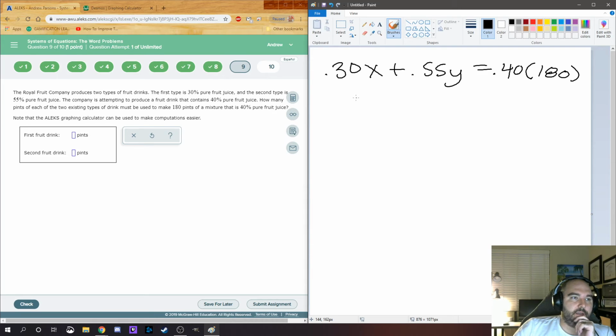Okay, so anyways, here's what we do. We'll make another equation. x plus y equals 180. Where am I getting that from? Well, they want to make 180 pints of mixture, right? So the amount of this kind of mixture plus the amount of that kind of mixture should equal 180 pints of mixture.